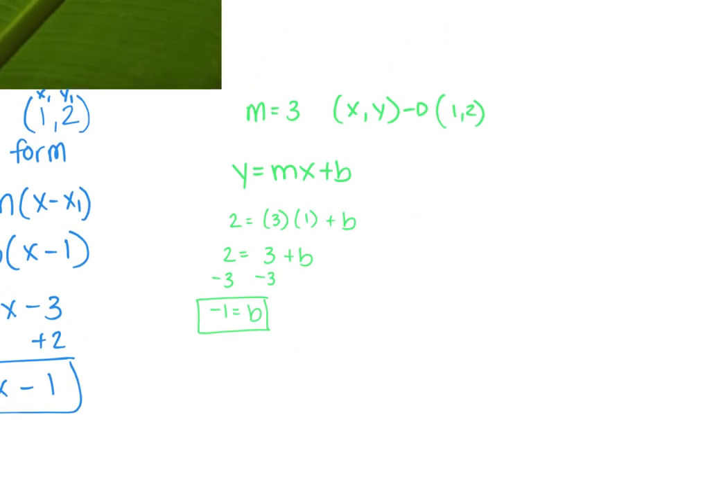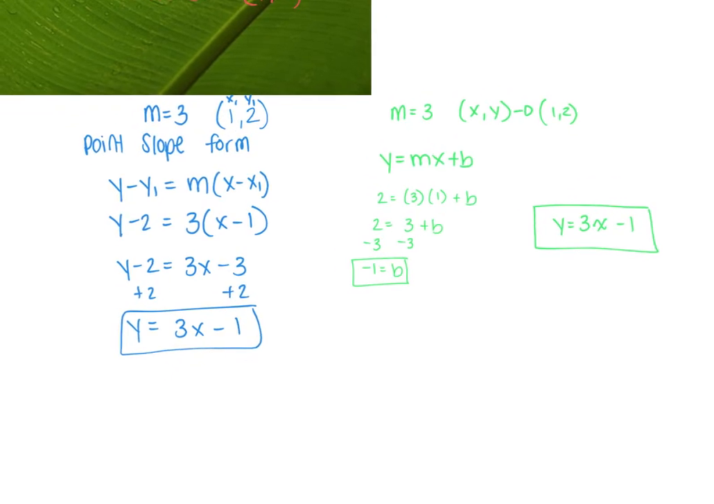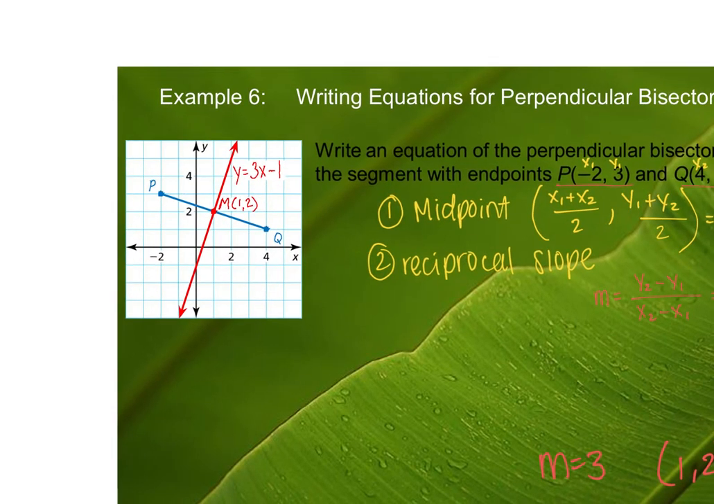Now, we found what b is, so now we just plug both b and m into our formula. We're going to get y equals 3x minus 1. And either way that you do it, you're going to get the same answer, okay, which we did. And that's the equation of your perpendicular bisector, okay?